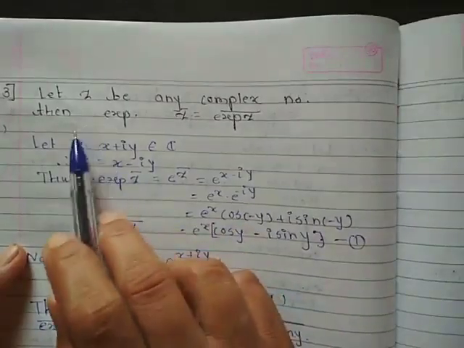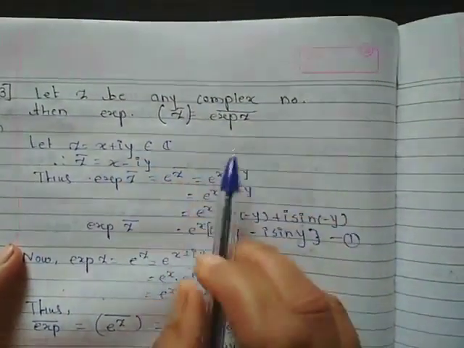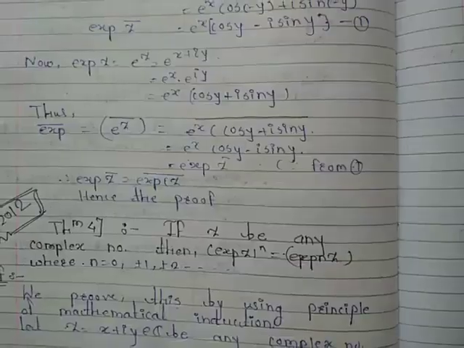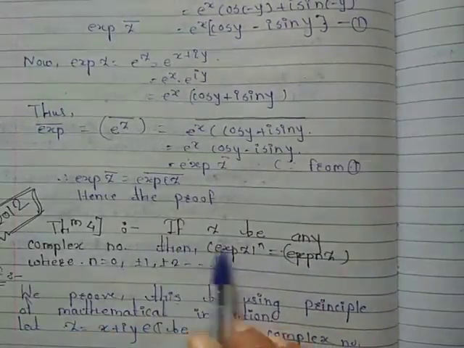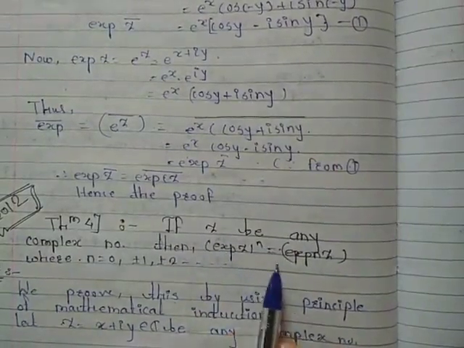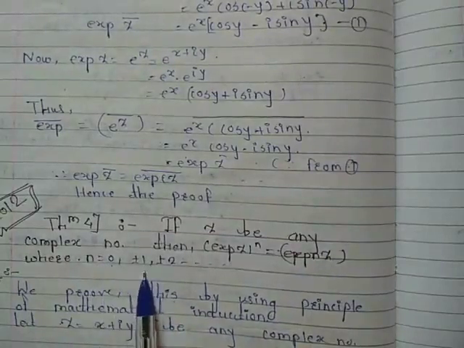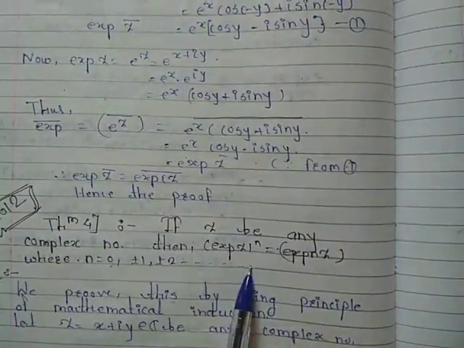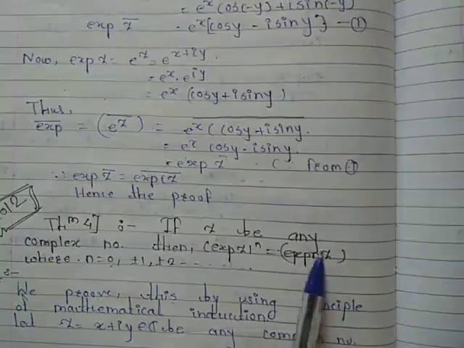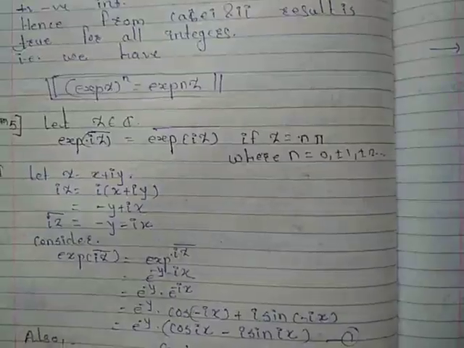Let us see the next property. Let z be any complex number, then exponential of z bar is equal to exponential of z, whole bar. Okay. Let us see the next theorem. If z is any complex number, then exponential of z raised to n can be written as exponential of nz, where n runs over 0, plus or minus 1, plus or minus 2, and so on. That is, exponential of z raised to n can be written as exponential of nz.